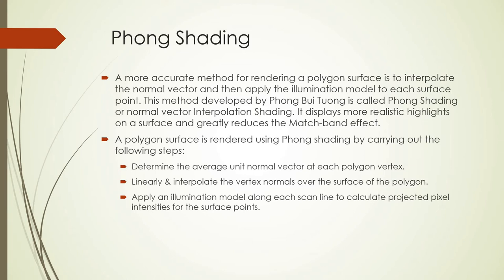A polygon surface is rendered using Phong shading by carrying out the following steps. Step number 1: Determine the average unit normal vector at each polygon vertex. Step number 2: Linearly interpolate the vector normals over the surface of the polygon. Step number 3: Apply an illumination model along each scan line to calculate the projected pixel intensity for the surface point.